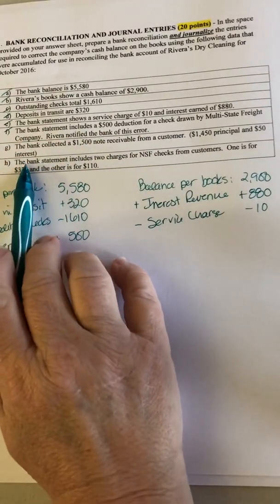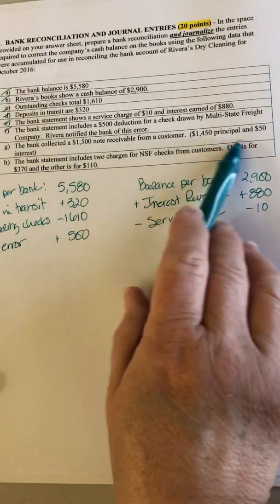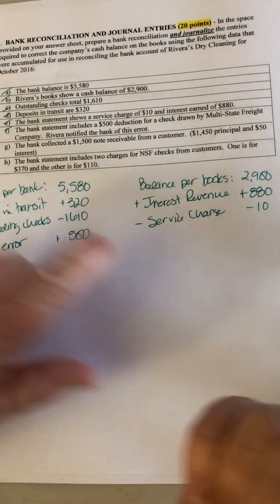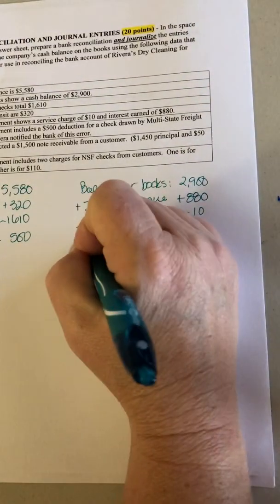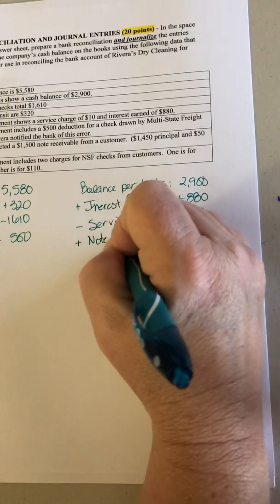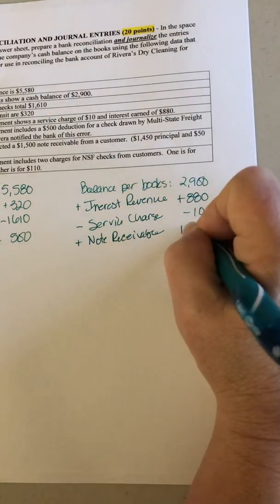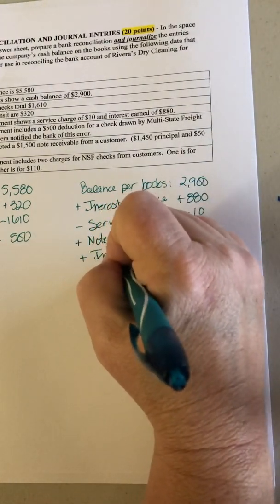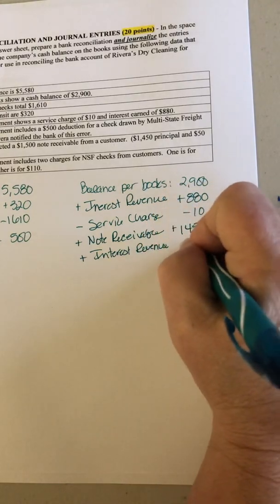All right, now the bank collected a $1,500 note receivable from a customer. $1,450 was principal and $50 was interest. So the bank collected it, but we don't have it in our books yet. So we need to add it to our books. And I'm going to break it into 2 because it's the principal. So we have a note receivable of $1,450 and interest on the note of $50.